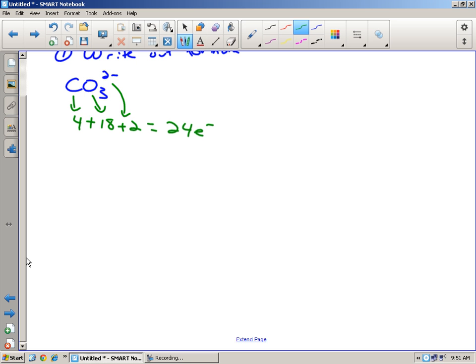So what do we start with here? We start with a skeleton structure, C, O, O, and O, for example. And we start joining the molecule together. So between the atoms first, we go 1, 2, 3, 4, 5, 6. After that, we want to go to the outside atoms first. So that's 6, 7, 8, 9, 10, 11, 12, 13, 14, 15, 16, 17, 18, 19, 20, 21, 22, 23, 24. And we've used up all the electrons.